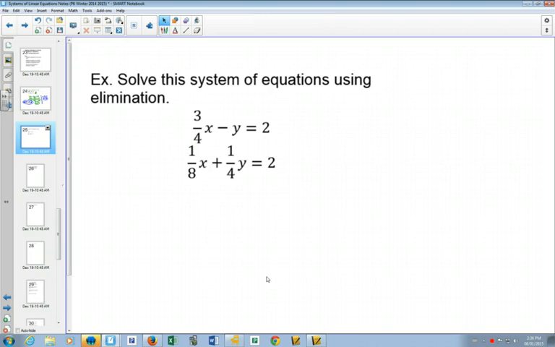So now in this equation, there's going to be a variable that is easier to eliminate when you look at it. You have to look at the equation. Which one would be easier to multiply by something? The y.